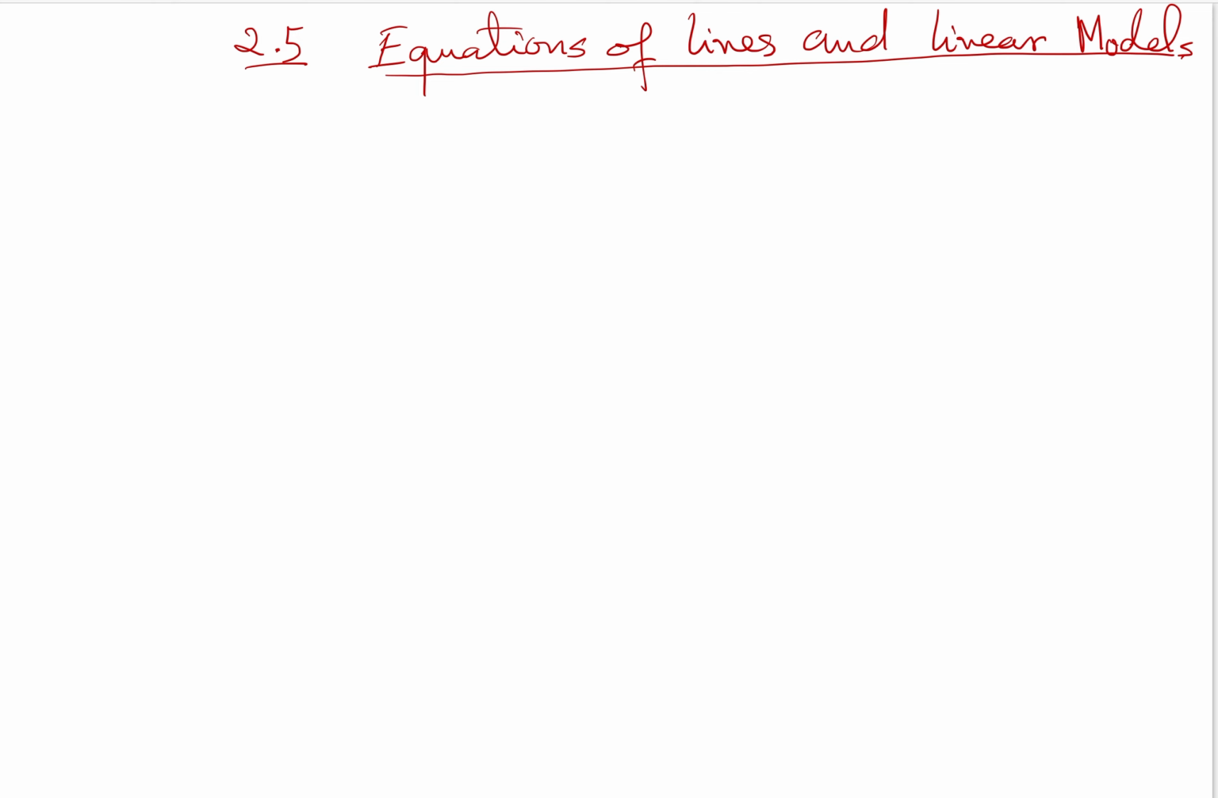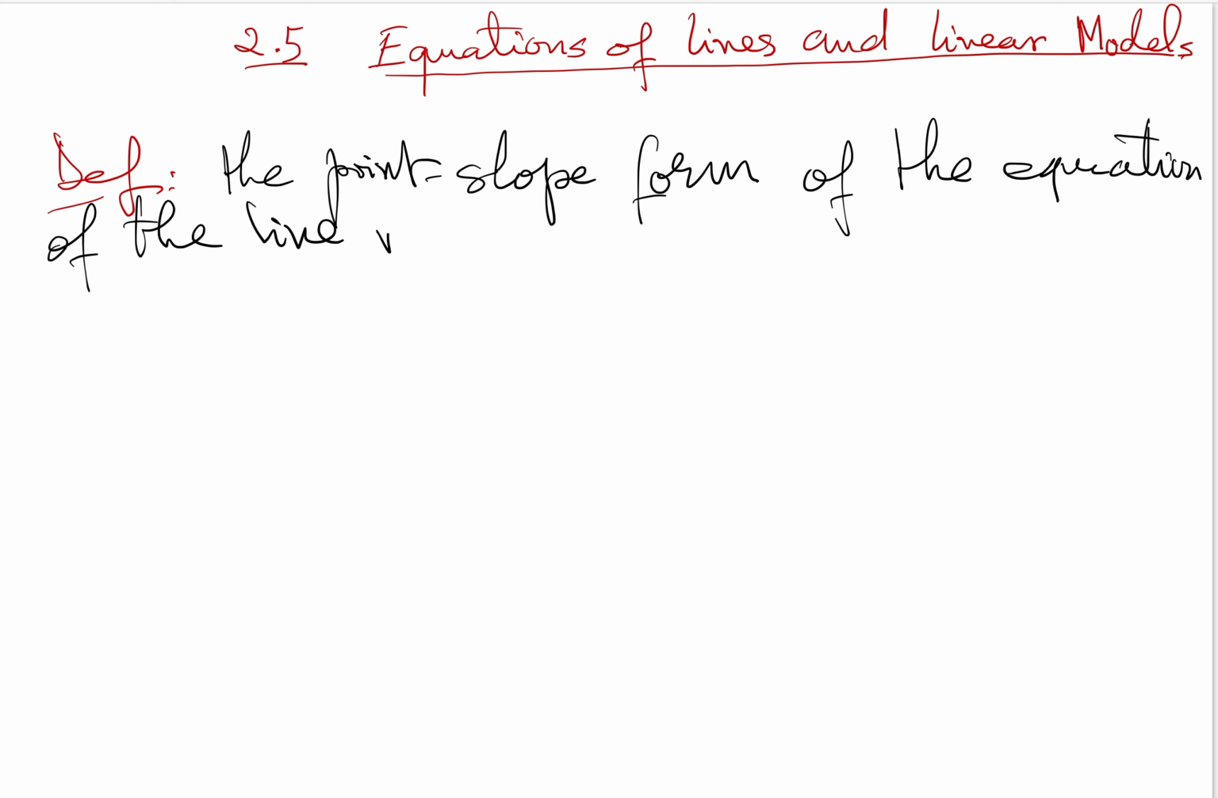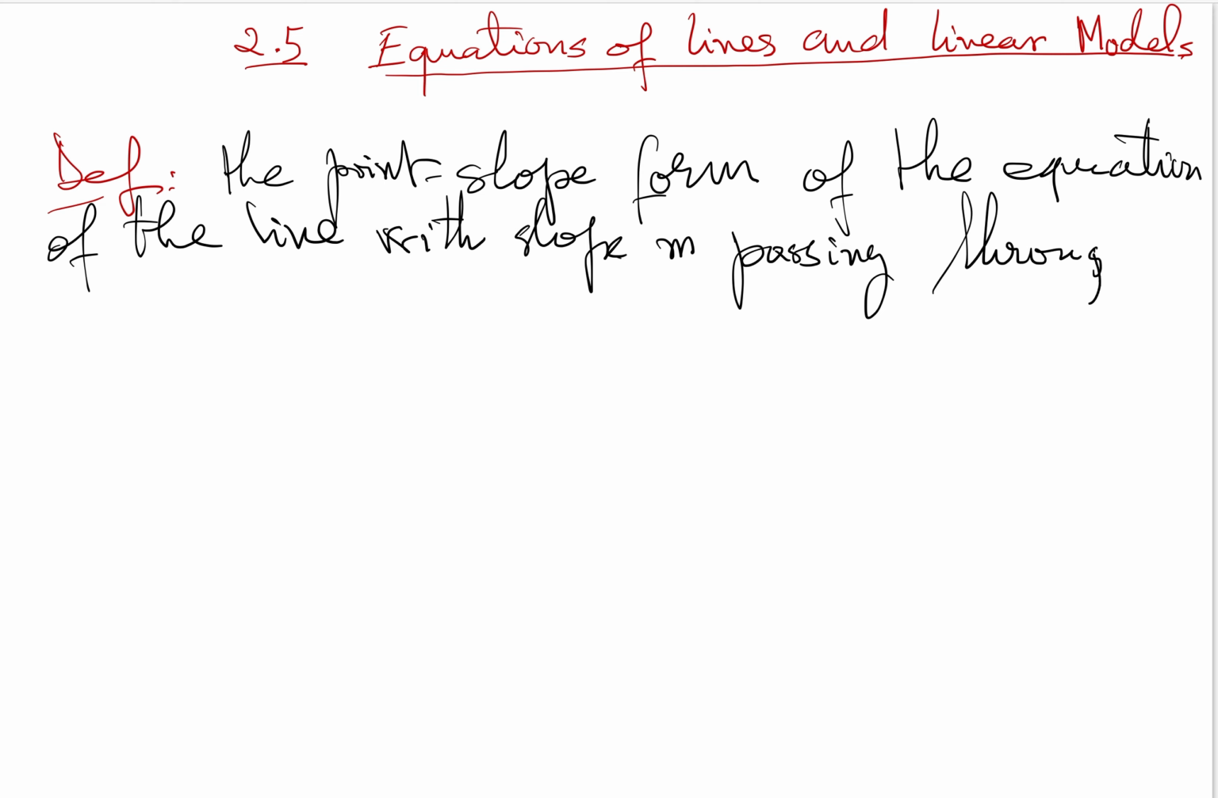So definition first. The point slope form of the equation of the line with slope m passing through the point x1 and y1. We already know now the slope.